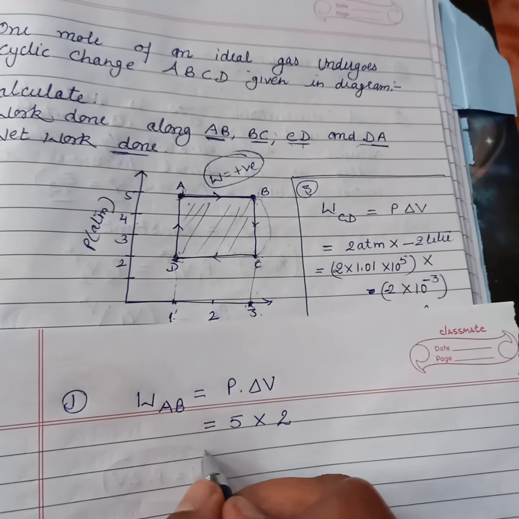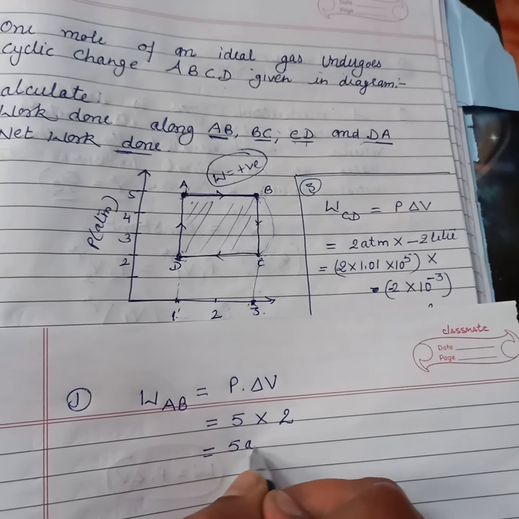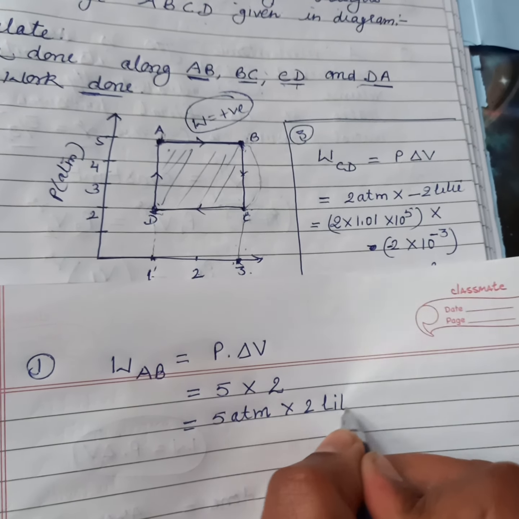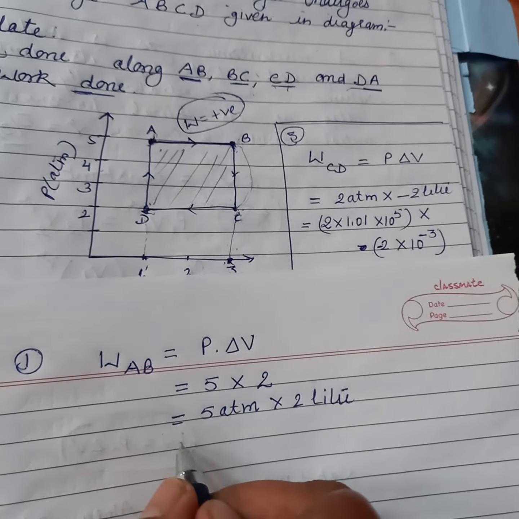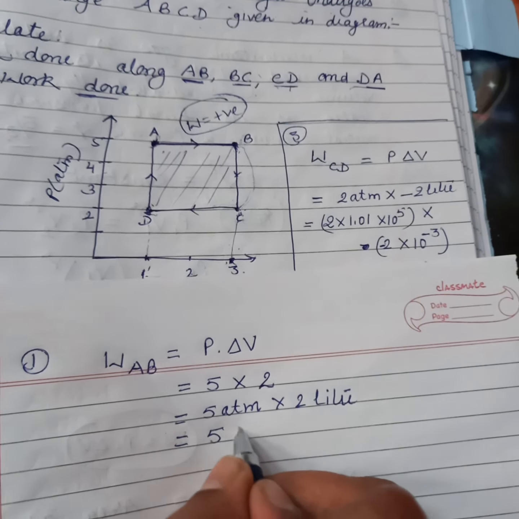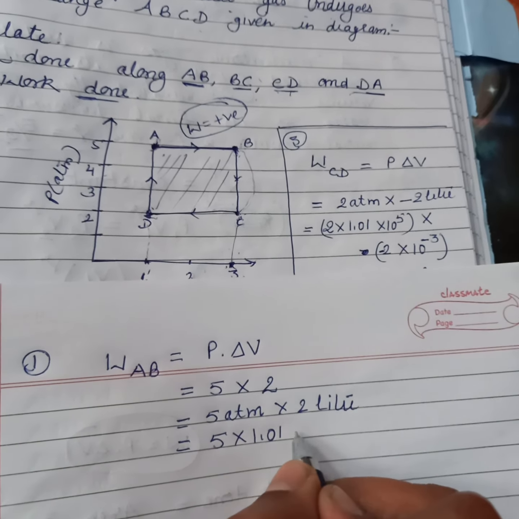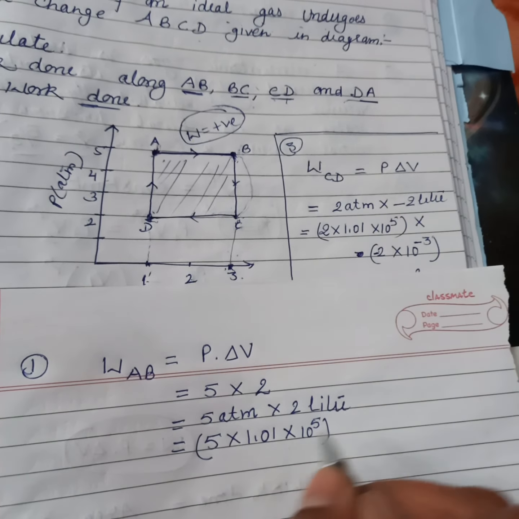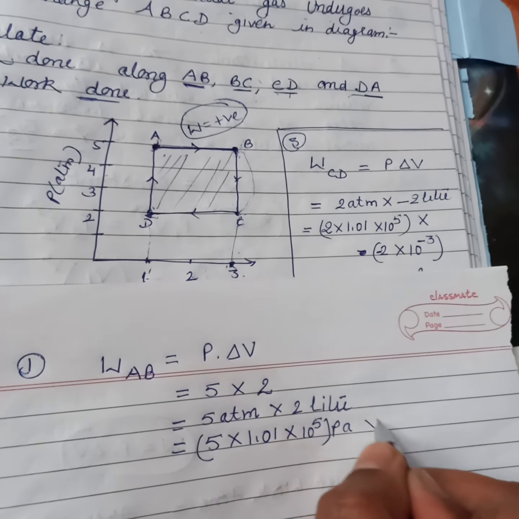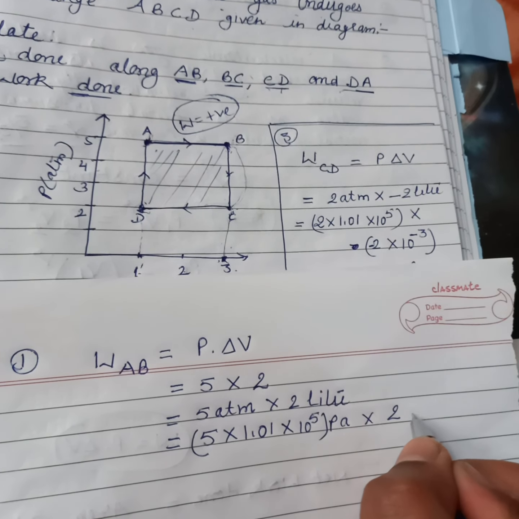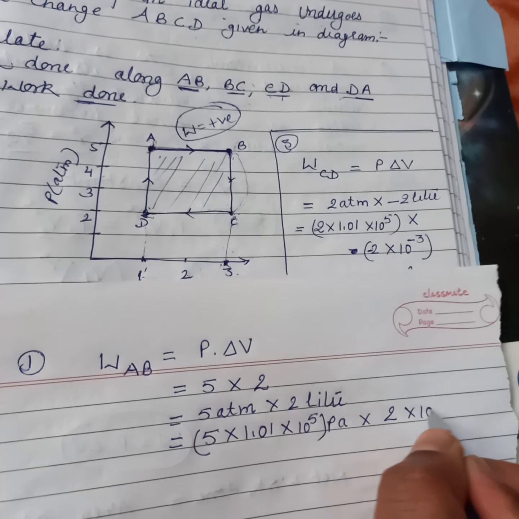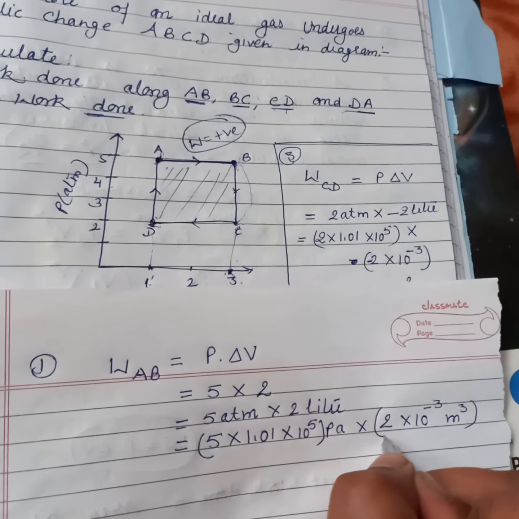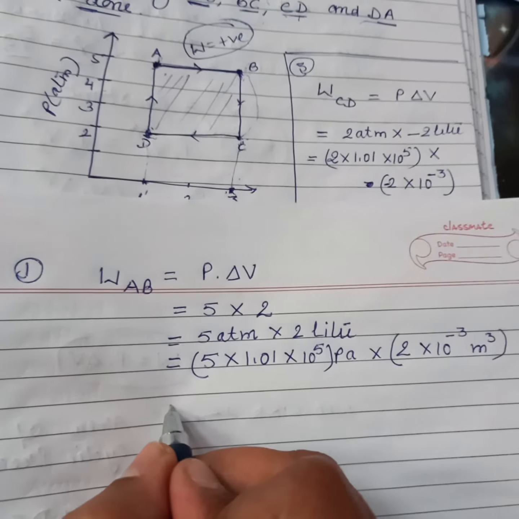Okay. So what you can say is 5 atmosphere multiplied by 2 liter. This is the work done along AB. So 5 atmosphere means 5 multiplied by 1.01 into 10 raised to power 5 Pascal, multiplied by 2 liter, meaning 2 multiplied by 10 raised to power minus 3 meter cube. We have changed volume into meter cube. So from here, what answer will you get?